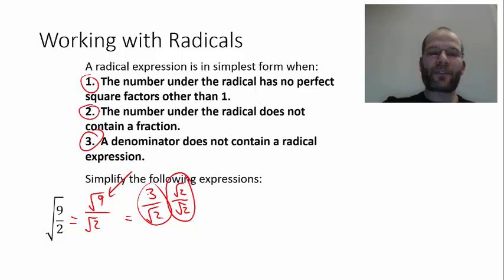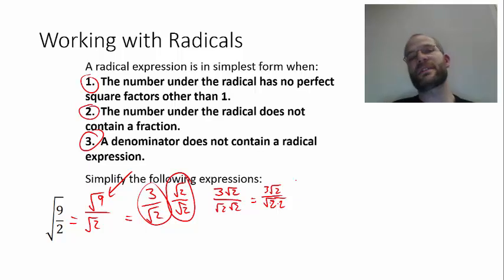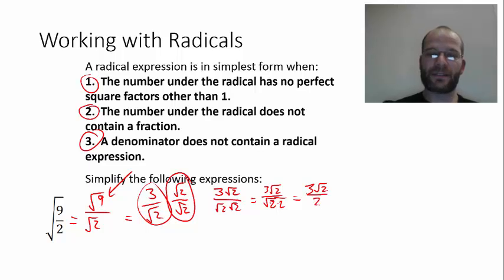So when we multiply 3 times the square root of 2, we end up with 3 times the square root of 2. And in the denominator, we end up with square root of 2 times the square root of 2, which you can probably see is equal to the square root of 2 times 2. And of course, the square root of 2 times 2 is equal to the square root of 4, which is equal to 2. And that was the whole point. So we end up with 3 times the square root of 2 divided by 2. That is simplest radical form. Let's look at one more example.